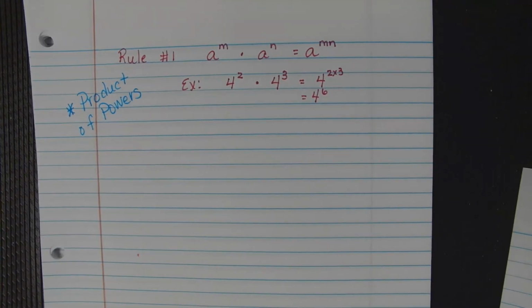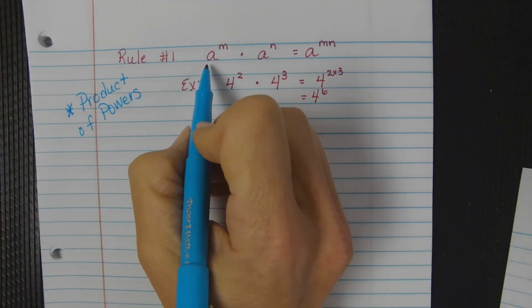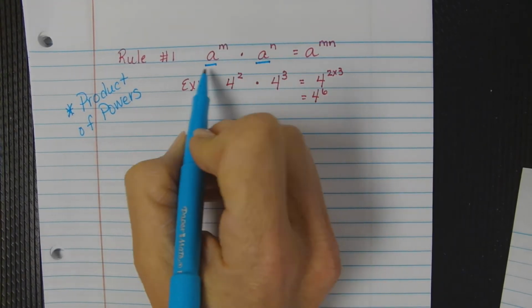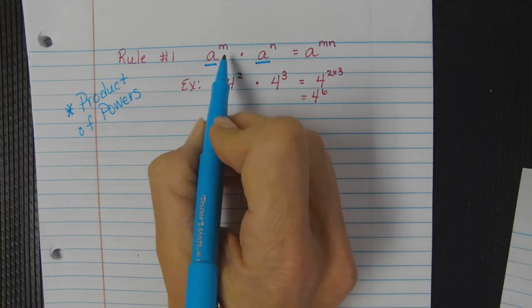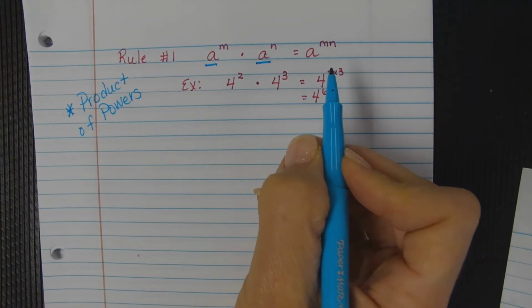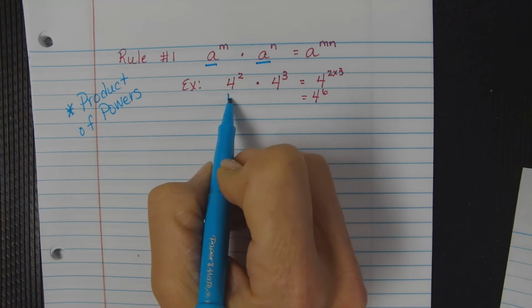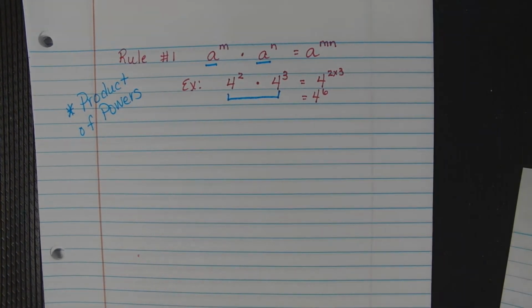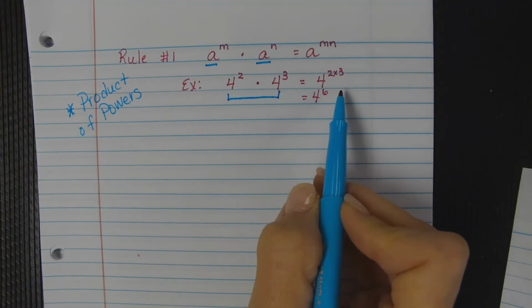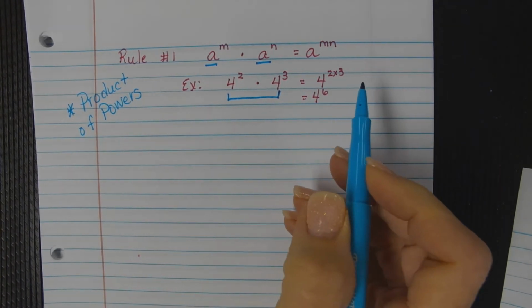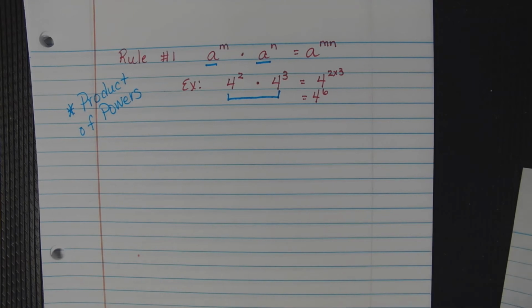Now, you don't have to know that. It's just got a name. Okay. Look at our base. Look at our bread. What is it here in the initial part? A. You're adding m plus n. My example, 4 squared times 4 to the 3rd, you're adding 2 plus 3, and it's just 4 to the 5th. Now, you're going to be told to simplify.